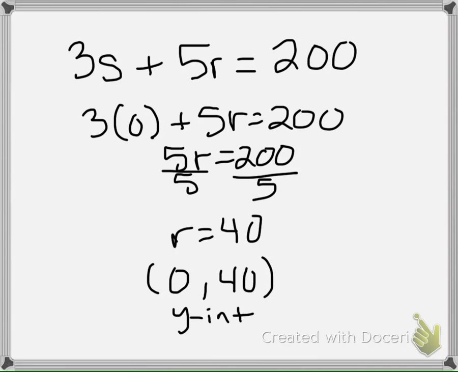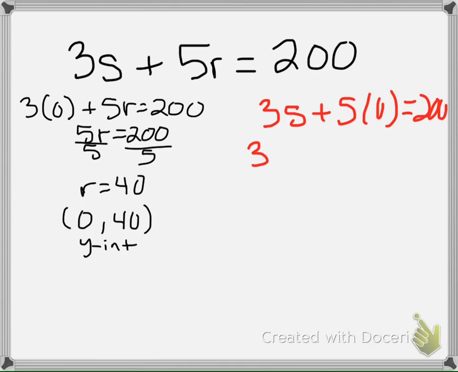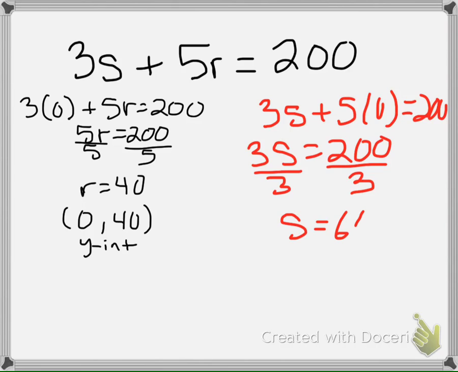Okay, and just for funsies, I'm going to solve for my X-intercept. Put that over there. So to solve for my X-intercept, I have to put 0 in for R instead. Okay, so I'm left with 3S equals 200. Divide both sides by 3. And I'm left with S equals an odd number, 66 point, let's make that a fraction, 66 2/3.